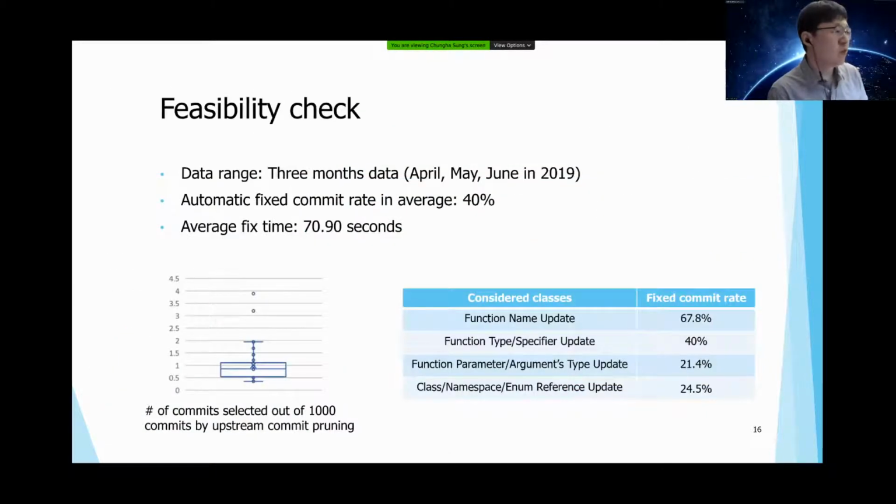With this framework, we check the feasibility. On average, our framework could fix almost 40% of the considered commits, and each fix took around 70 seconds, which is much faster than human-driven fixes. Also, input commit pruning could reduce the number of commits to consider by 3 orders of magnitude.